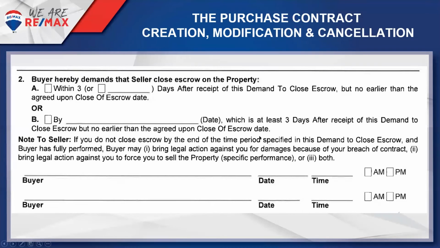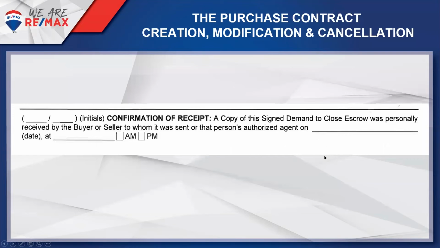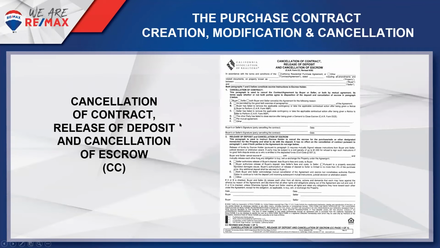The buyer uses the bottom half of the form to compel the seller to close, and the same rules apply. It has to be a minimum of 3 days, or the date scheduled to close, whichever is later. It can't be earlier than 3 days or the scheduled close of escrow. And then a confirmation of receipt is there. Now, the cancellation. So they didn't perform. They didn't remove their contingencies. They didn't close like they're supposed to. Now you send the cancellation.